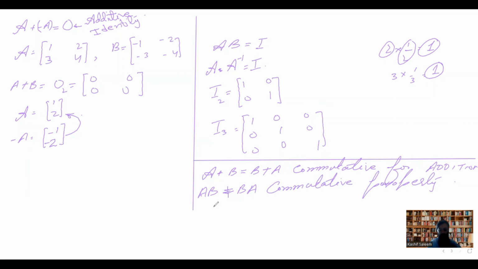We will talk about the groups later. So, what is the associative property? If you add A plus B and C, then this is equal to A plus B plus C.